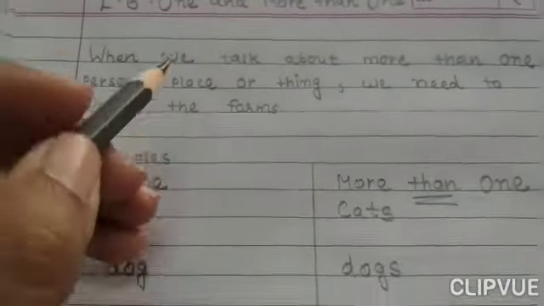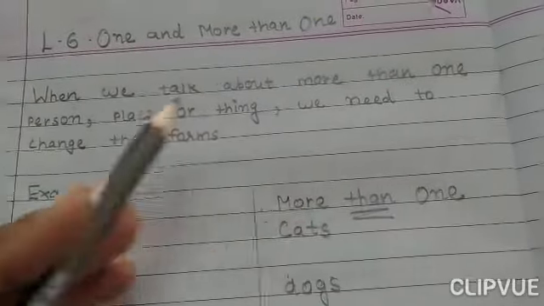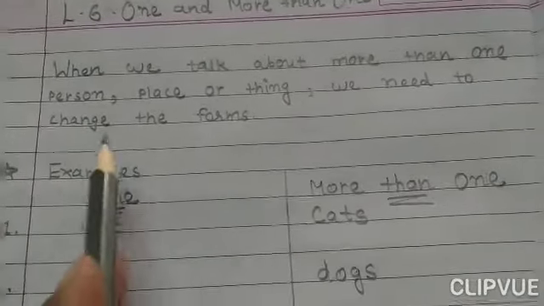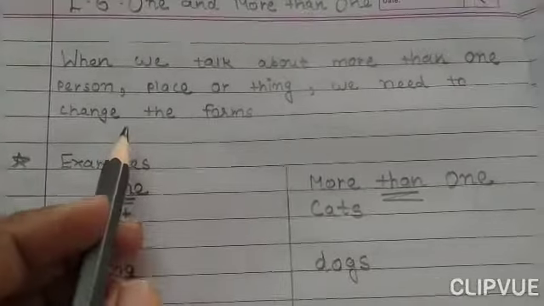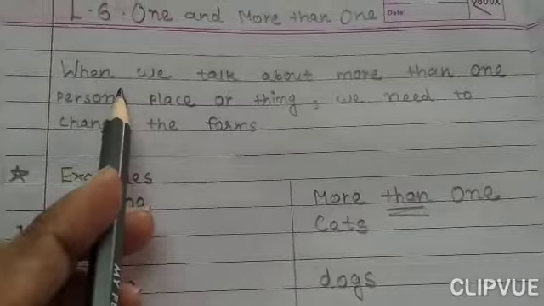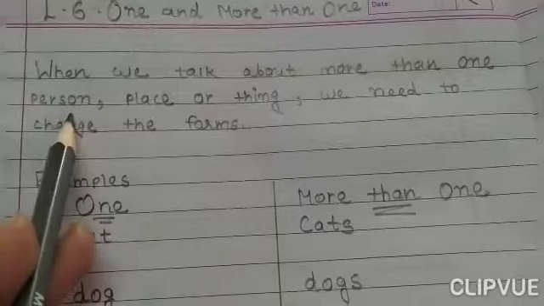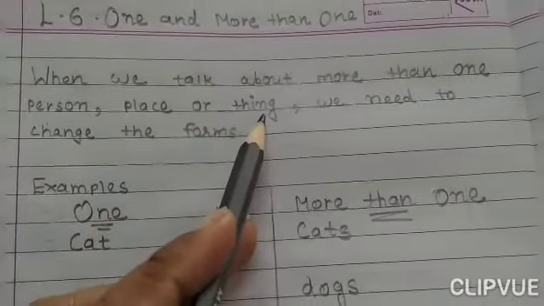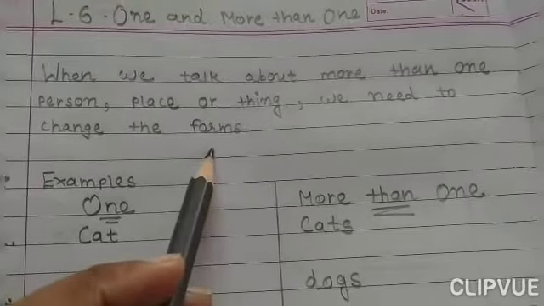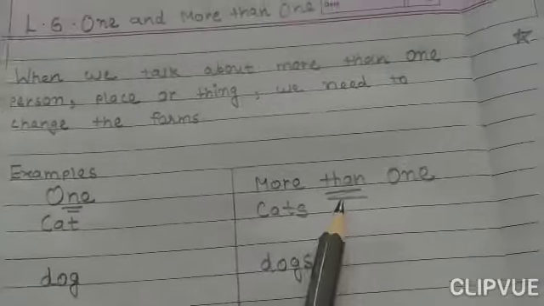So let's begin. When we talk about more than one person, place or thing, we need to change the form. Now children, be very attentive and listen to me carefully. It is written, when we talk about more than one person, place or thing, we need to change the form. Okay? See how. Examples are given here, one and more than one.